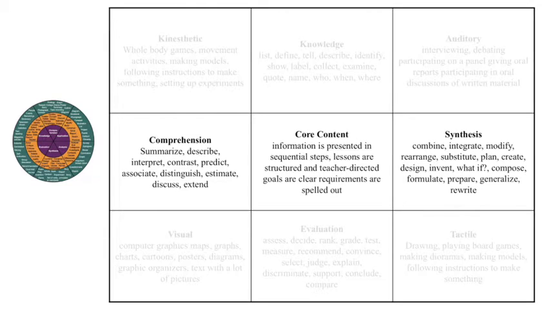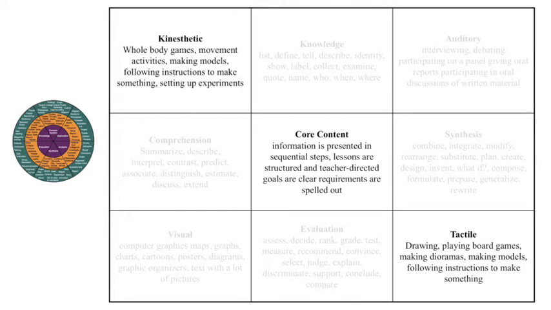Those are pretty standard approaches, but for real differentiation, you might start to look at the different approaches in the corner. In the corner, we find approaches for kinesthetic learners, for tactile learners, where they can begin to take their skills and maybe implement drawing or playing board games, making models, activities where they're going to be moving around and being actively engaged.